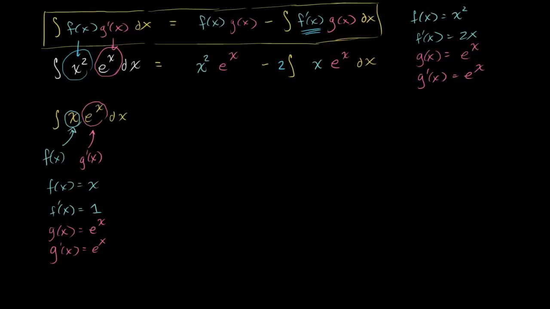So let's apply integration by parts again. So this is going to be equal to f of x times g of x. Now f of x is x, and g of x is e to the x. So x e to the x minus the antiderivative of f prime of x, well, that's just 1, times g of x, which is 1 times e to the x, dx.